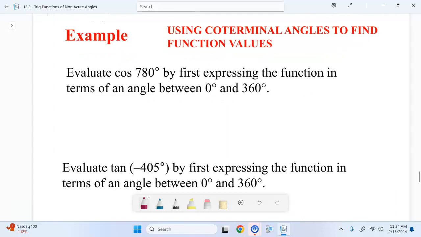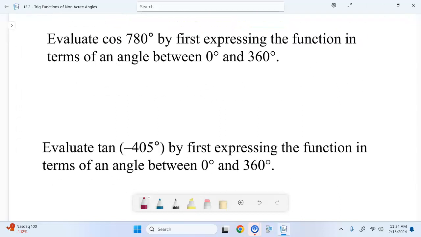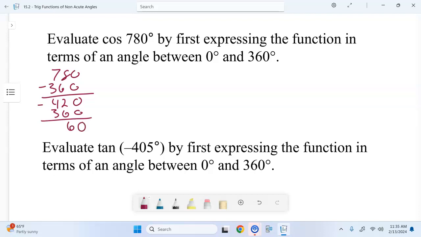So here we have two that we're not given the values, or we're not given a diagram. So we need to figure out what quadrant we're in. So we have to know what it is in standard position. What am I going to do to get 780 in standard position? 360. 780 minus 360 gives me what? Is that in standard position? So let's do it again. 420 minus 360.